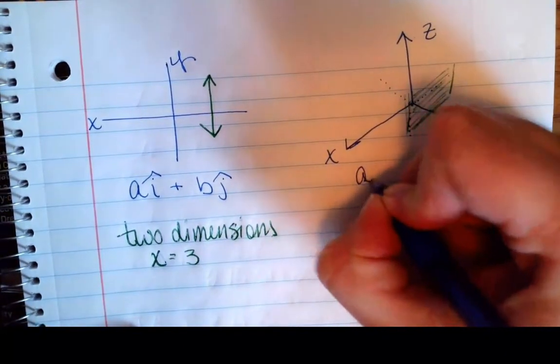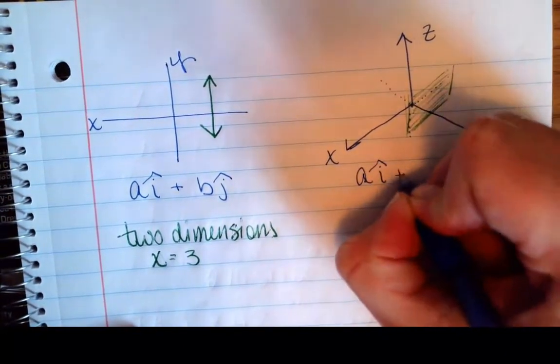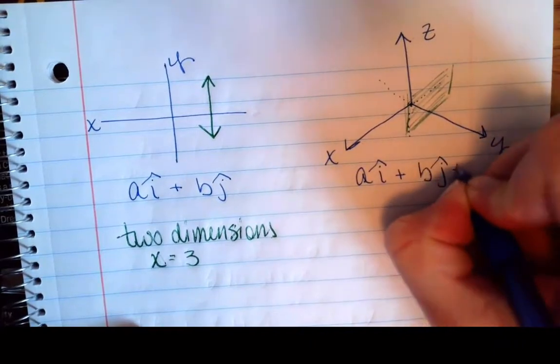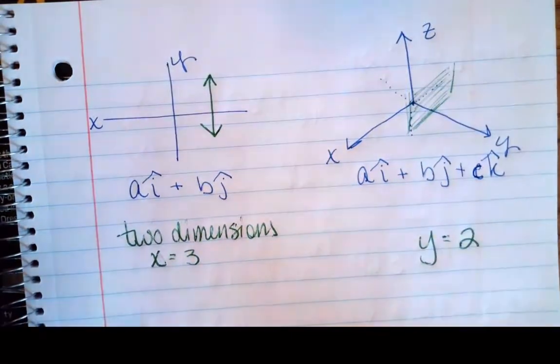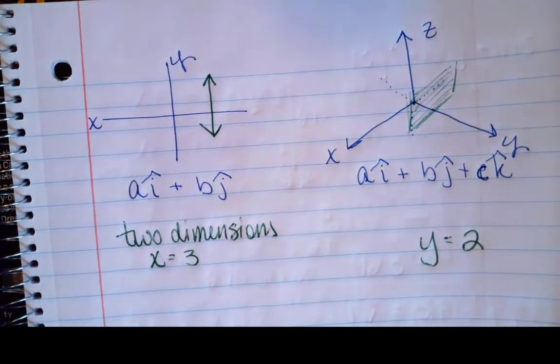And then again, we're going to have A on I plus B on J, and then we'll have C on K. That looks like an E. We'll have C on K. So we're going to add a K coordinate to this. In that respect, everything else is the same.